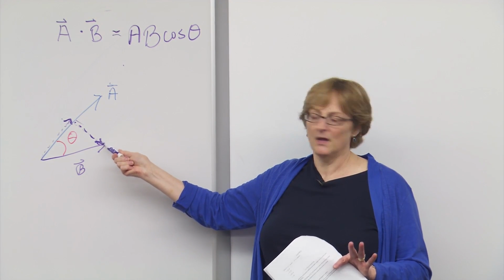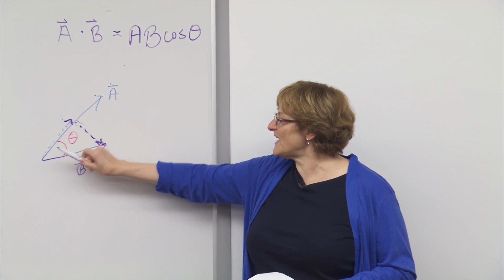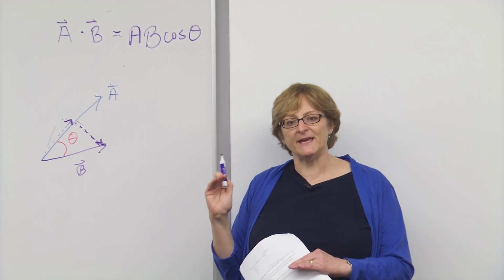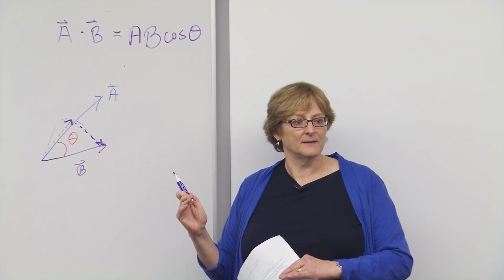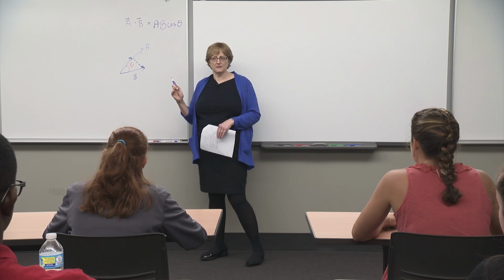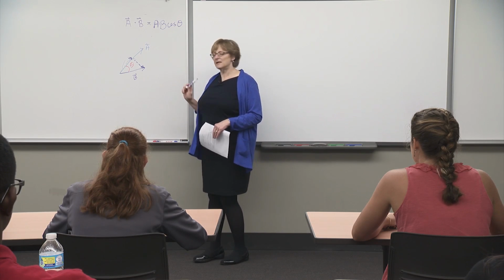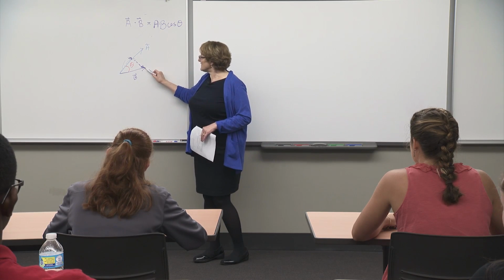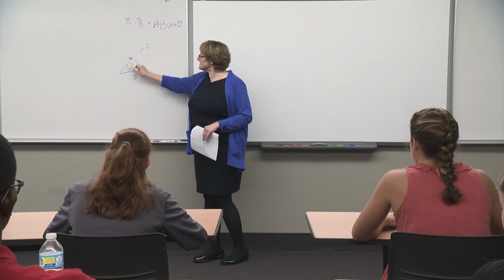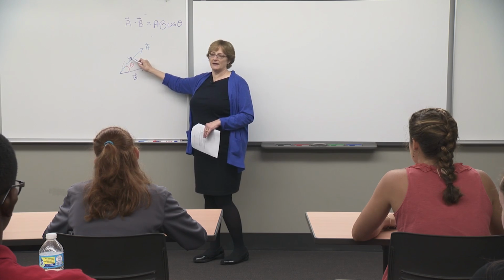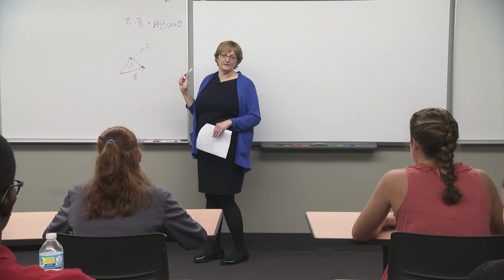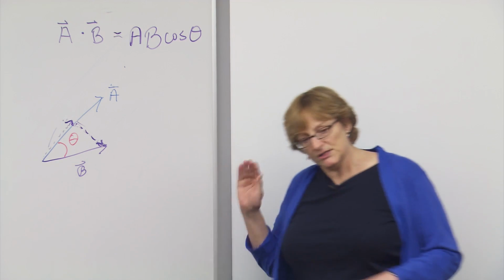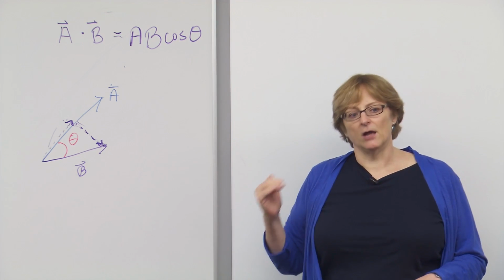With me so far? So B cosine theta is the length here, it's the part of B that is along A. You see that? Okay, let me say it again just to make sure this is clear. It's the projection of this vector B onto vector A is the length of B that is along A. And then there's a length that is not along A, and that disappears. Okay? It is also the projection of A along B.